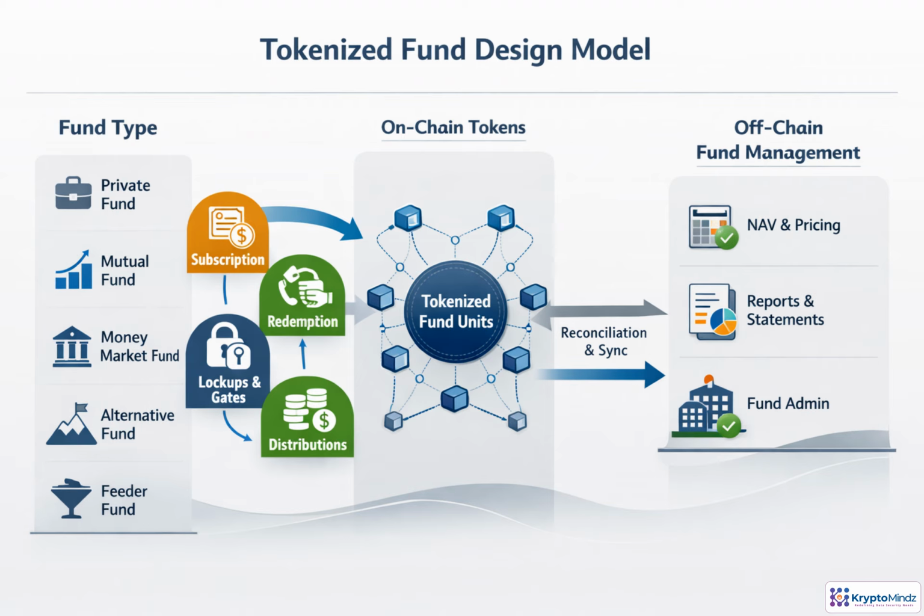A fund token represents a more dynamic operational relationship. First, define the fund type, because a private fund, money market fund, and feeder fund all have different dealing rules. Then model subscriptions, lockups, gates, transfers, distributions, and redemptions. NAV and unit pricing must feed the token logic, while the administrator's books remain the official record. The design goal is continuous reconciliation between investor balances, valuation, and fund operations.